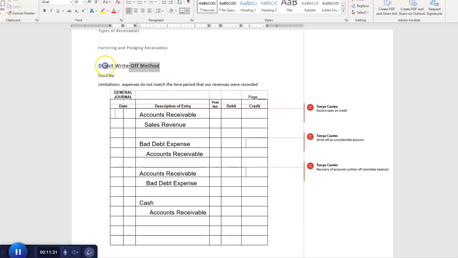When you start your exercises or problems for this chapter, always be sure to identify which method you're working with. This is the direct write-off method, and again, it is only used by companies that usually follow the cash basis. In the accrual basis, we have to follow a different format, because the limitation of the direct write-off method is that the expenses recorded for bad debt expense do not match the time period in which we recorded the sales revenue.